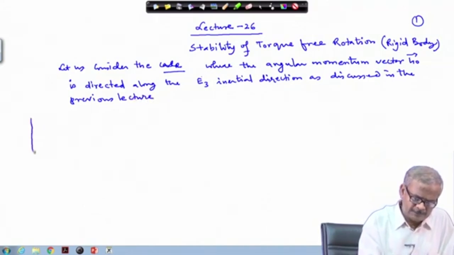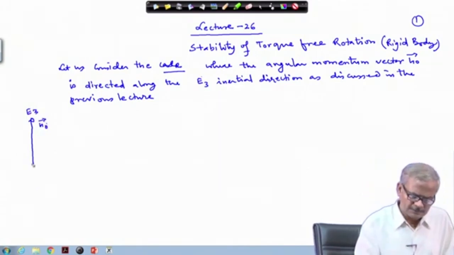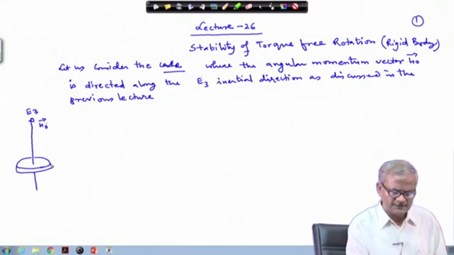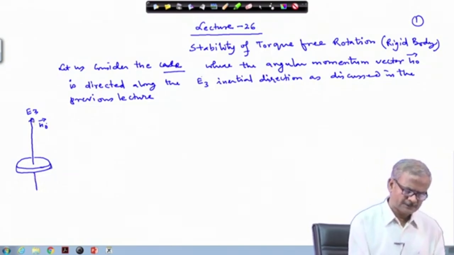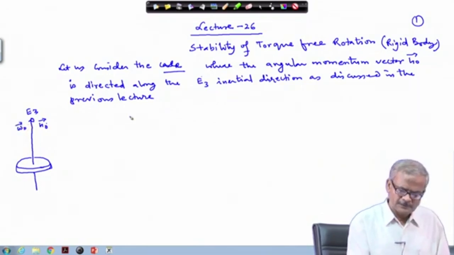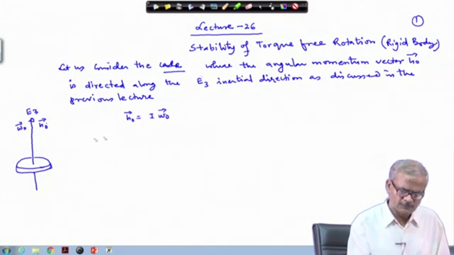So, this is the E3 direction and H0 is directed along this direction. The initial configuration is something like this. Here it is a disk, rotating about this axis with angular velocity omega 0. So, we can write H0 equal to I times omega 0, both in the same direction. And these are the body axes E1, E2.